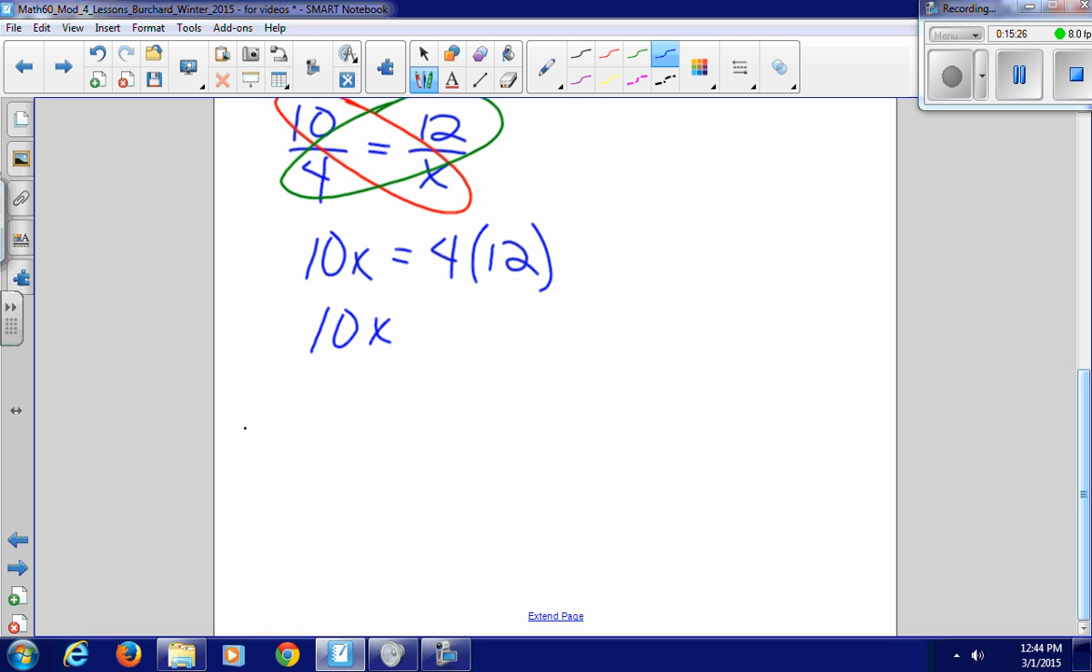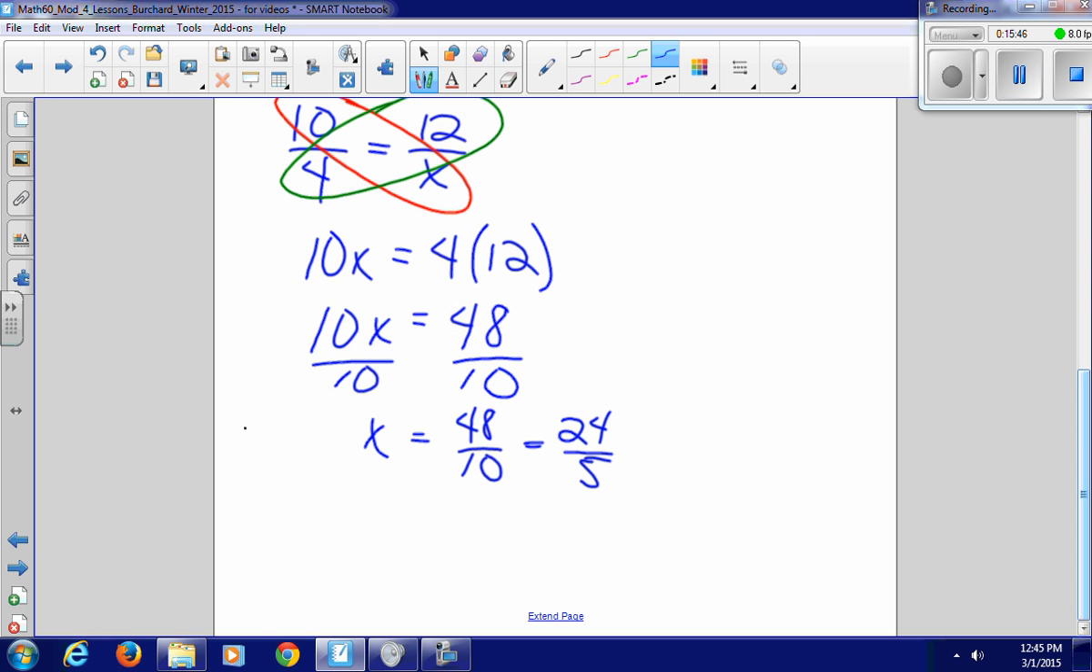So 10x is 48. Divide this by 10, divide that by 10. And so x is equal to 48 over 10. We can reduce this. So 2 goes into both of those, so we can get 24 fifths.